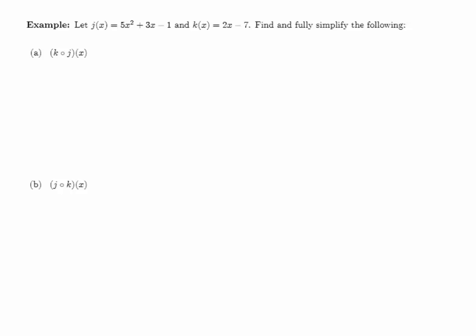In this example, we're going to look at composing functions algebraically. The functions we have here are the functions j and k, where j of x equals 5x squared plus 3x minus 1, and k of x equals 2x minus 1. For this first example, we'll look at k composed with j.